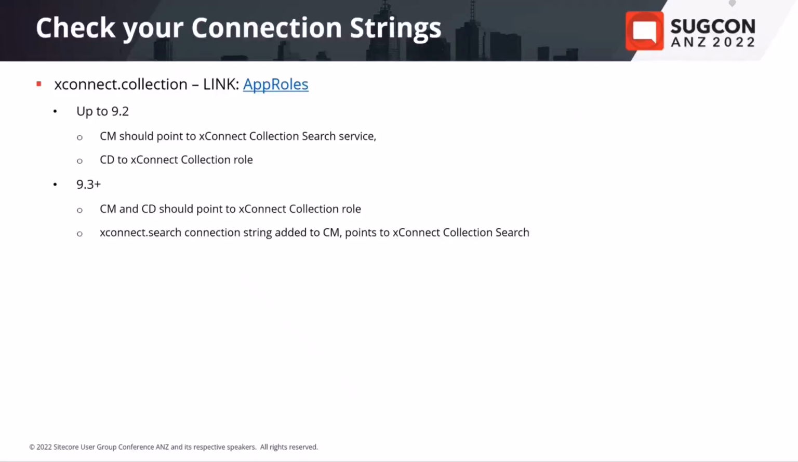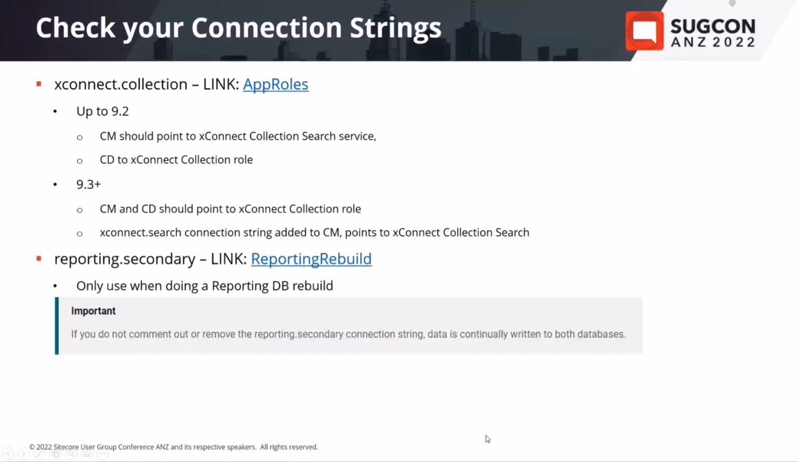So luckily that was improved in 9.3, where the CM and CD both have pointing to the XConnect collection role. However, there is now a new connection string on the CM called XConnect search, which points to that collection search instance. So that just clarifies things a bit more. One of the other things we've seen is the inclusion of the reporting.secondary connection string.